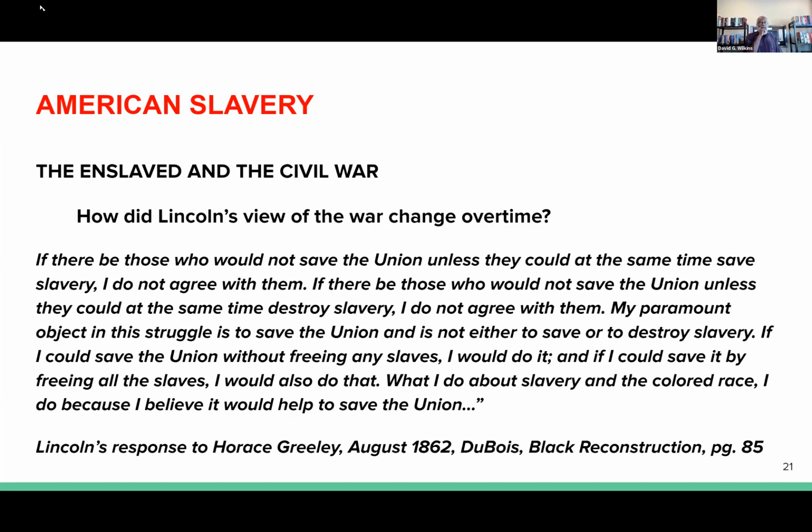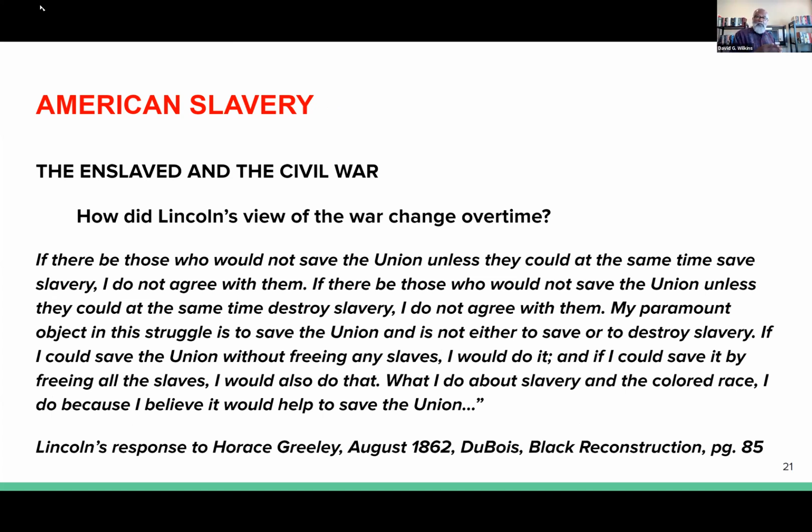So here, taken from Black Reconstruction, is the full statement of Lincoln. I referenced a part of it earlier. He says, "My paramount object in this struggle is to save the Union." And he concludes by saying, "What I do about slavery and the colored race, I do because I believe it would help to save the Union." Always focused on the Union. If all of the enslaved people, which would ultimately be the case, could be freed, so be it.